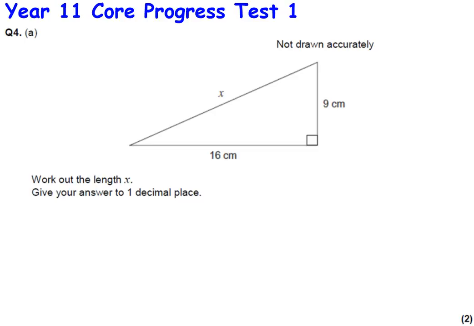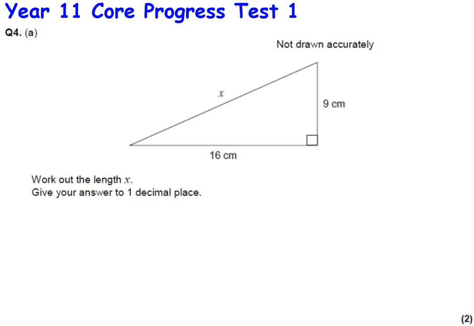Welcome to question 4 on the Year 11 Core Progress Test 1. Now question 4 is all about Pythagoras and trigonometry. Question 4a is a Pythagoras question. We need to work out the length of x and we need to give the answer to one decimal place.